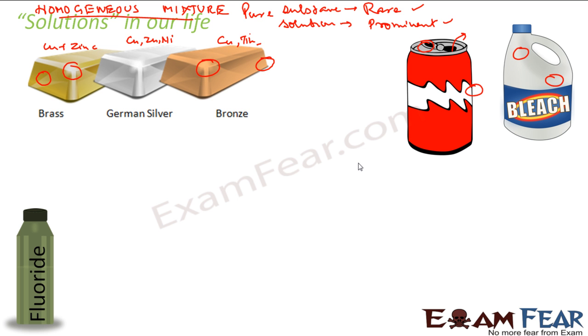Fluoride, generally we use fluoride in water. And this is very important in our life. For example, this bleach is used to clean clothes. Similarly, fluoride has a huge importance. If you have 1 part per million of fluoride in water, it will prevent tooth decay. And if you have more concentration, maybe 1.5 parts per million, it will make your teeth mottled.